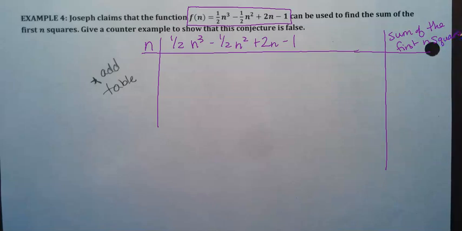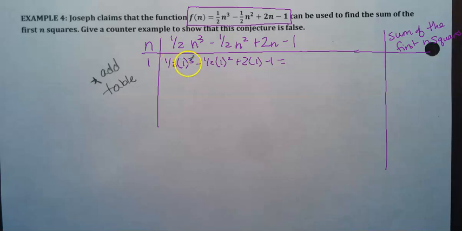All right, so our first number is going to be 1. Okay, which means we're going to say, well, 1/2 of 1 cubed minus 1/2 of 1 squared plus 2 times 1 minus 1. Okay, so notice I'm putting the 1 in, my n, for each place that I have n here. So 1/2 of 1 cubed is just 1.